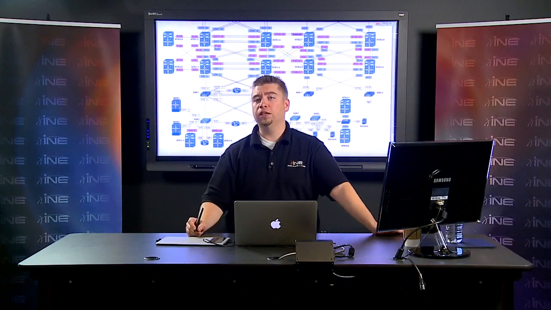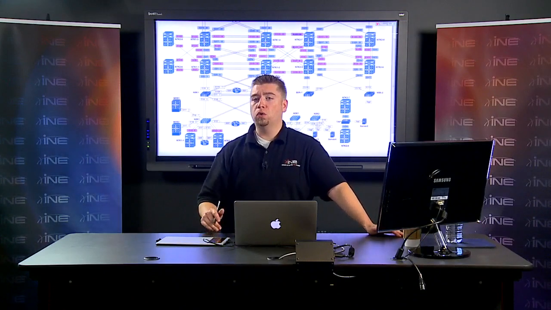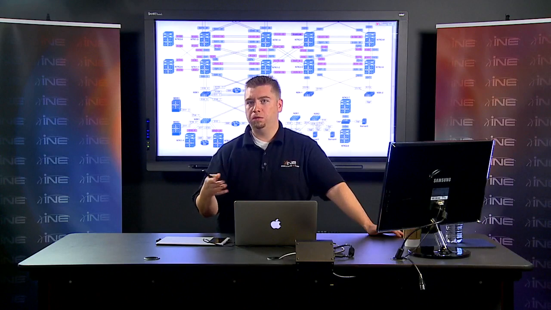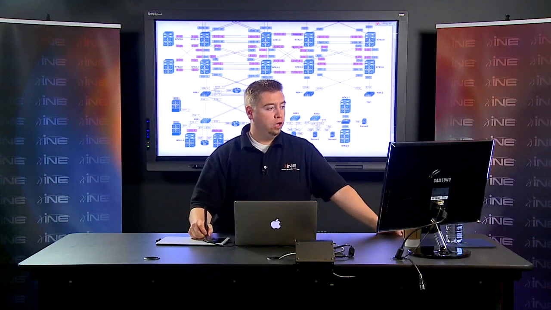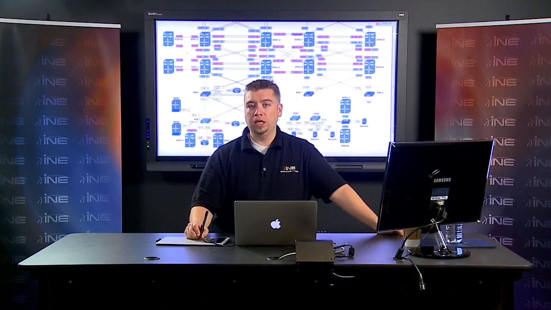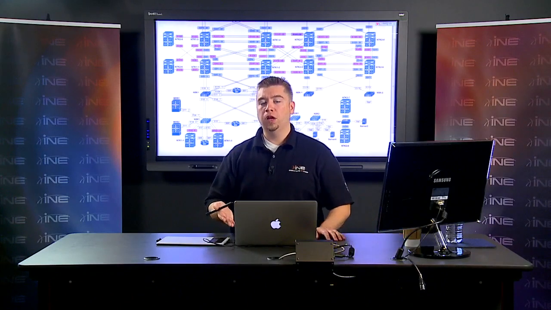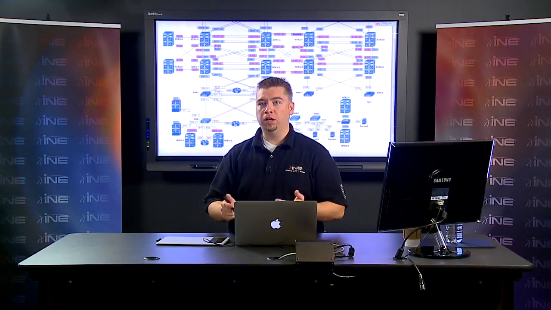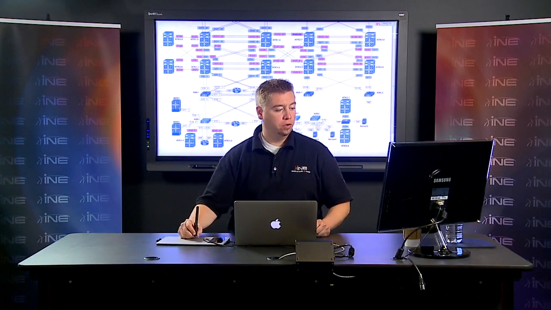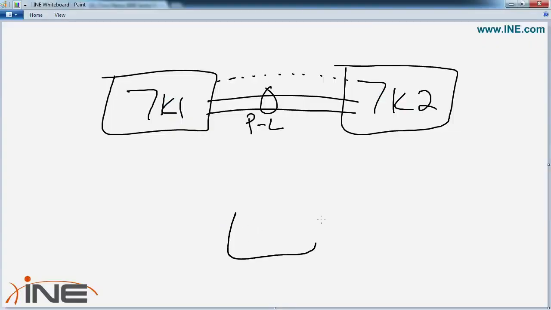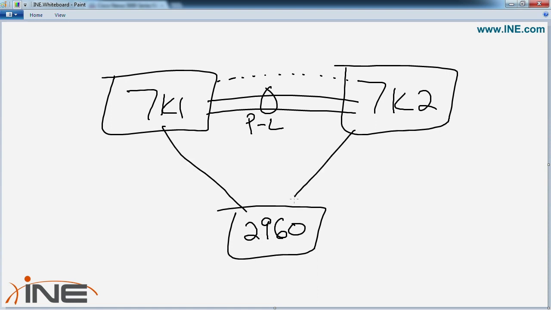A peer keep alive link again is going to be used for just the UDP ping back and forth between them. Normally, what we would have then from the VPC peers is their downstream facing links are going to the same devices, so everybody is basically dual attached. So if we have a switch downstream, let's say that this is like an access switch, a 2960. Okay, we're going downstream towards them.